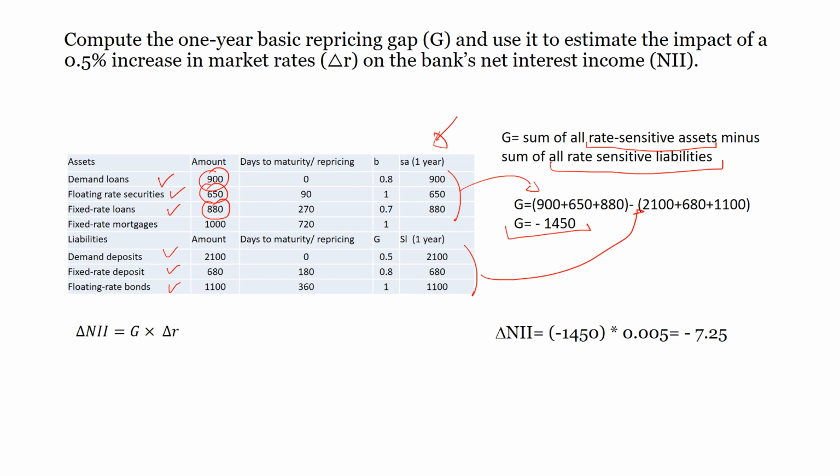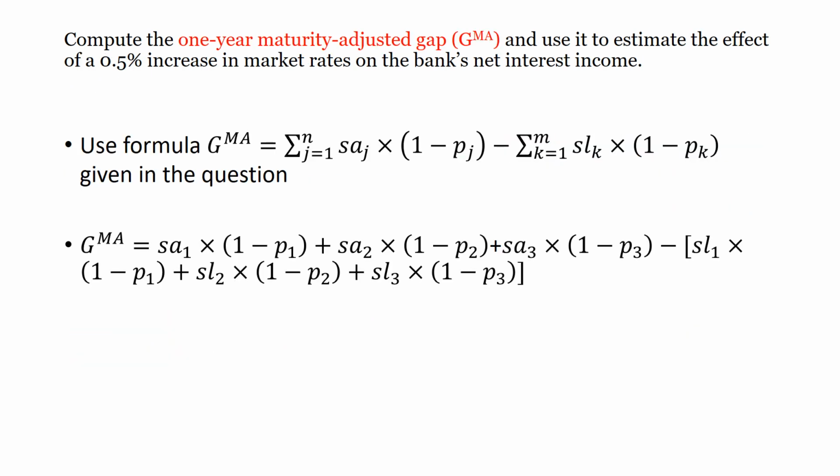All you have to do now is plug in this formula, so your G comes here. The change in rate is given to you in the question, so all you have to do now is take your calculator and you get a basic repricing gap effect of minus 7.25 million dollars, whatever the currency is.